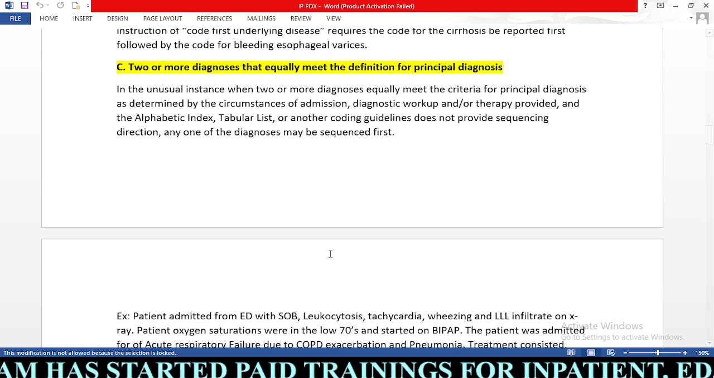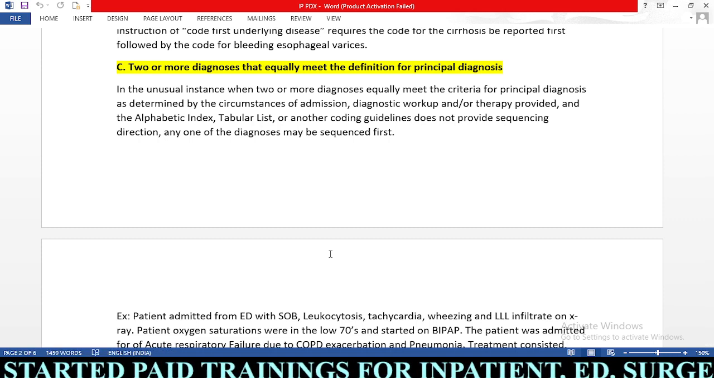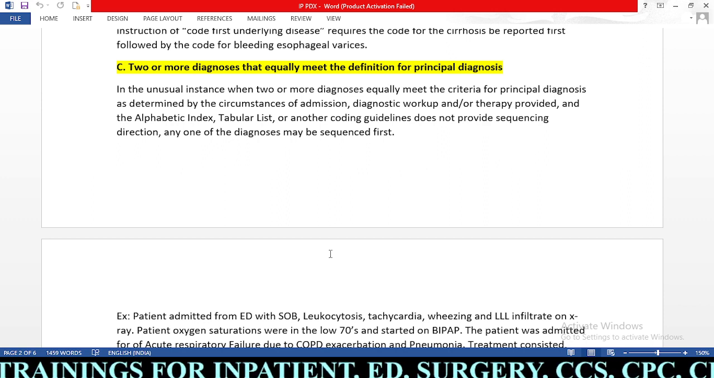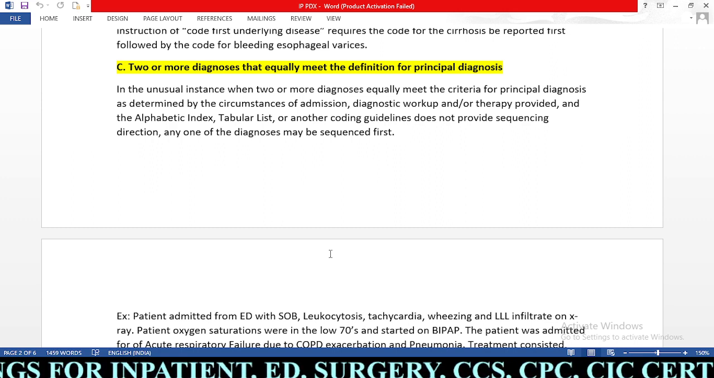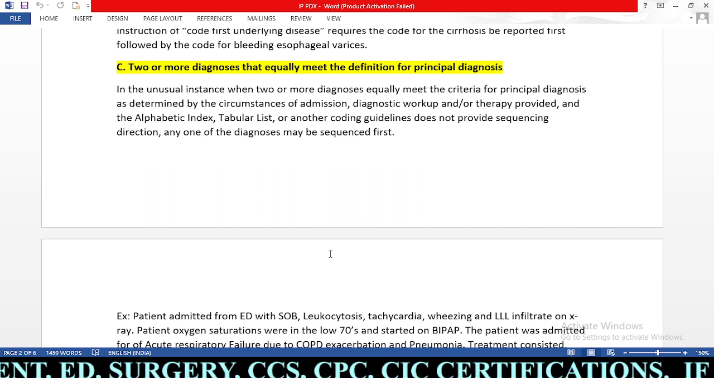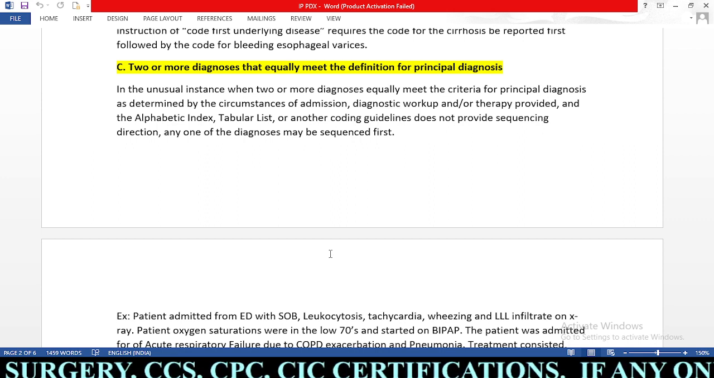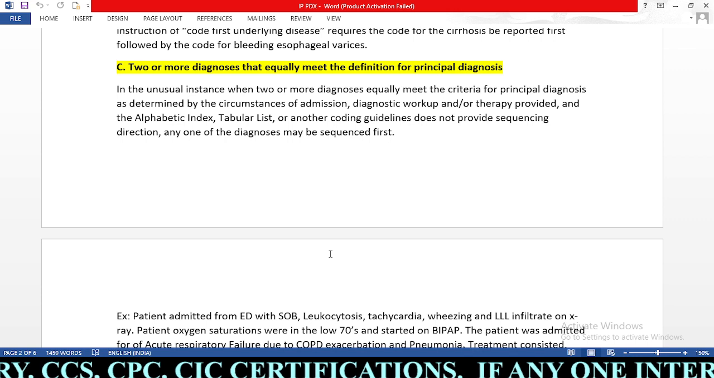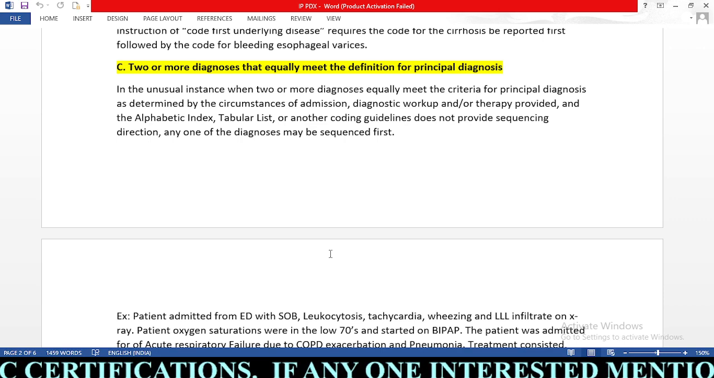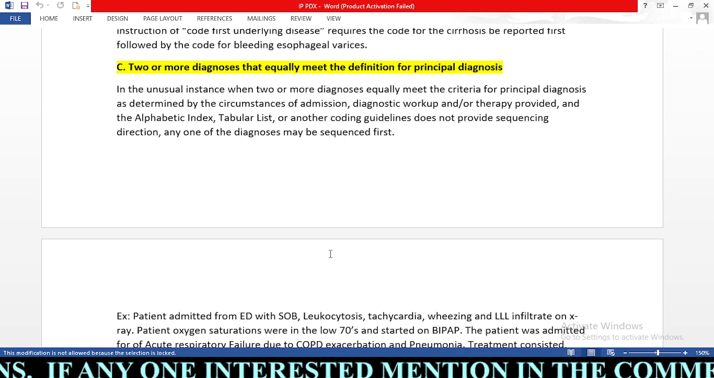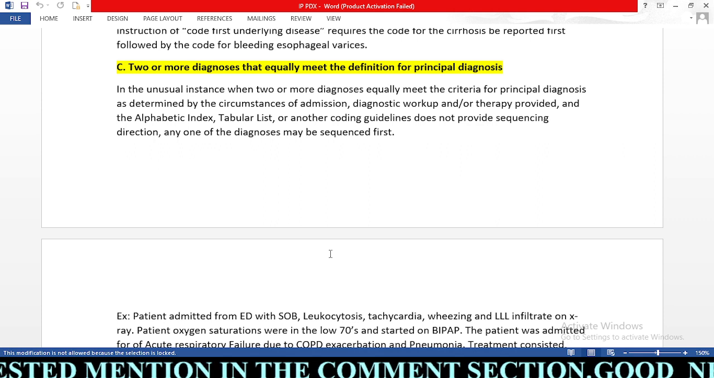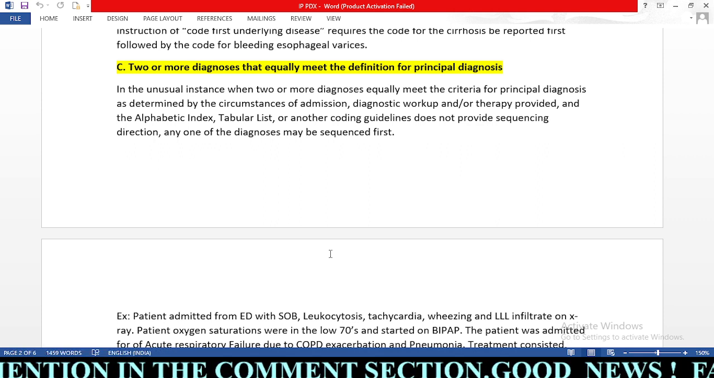So our next guideline is two or more diagnoses that equally meet the definition for principal diagnosis. In some situations, when two or more diagnoses equally meet the criteria for principal diagnosis as determined by the circumstance of admission, diagnostic workup, and the therapy provided, and the alphabetic index, tabular list or other coding guidelines do not provide sequencing direction, any one of the diagnoses may be sequenced first. So when there are no guidelines related to the sequencing decision, we need to select any one of the diagnoses when we have two or more diagnoses that equally meet the definition of principal diagnosis.